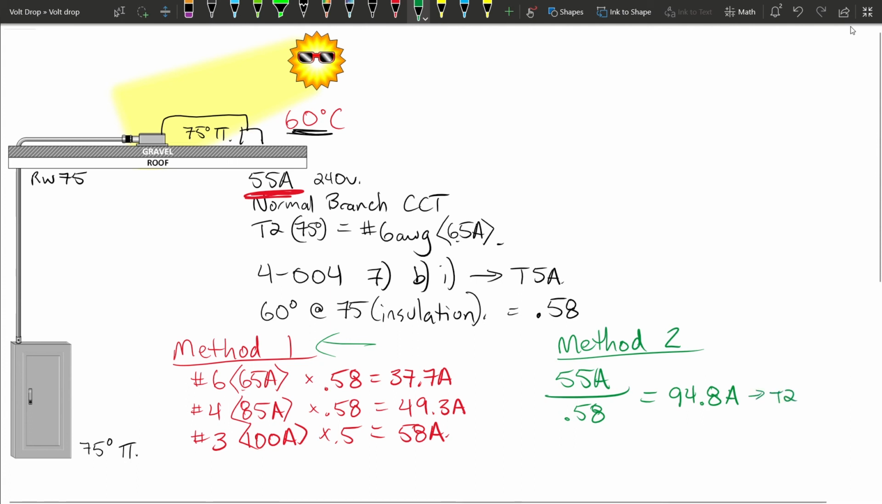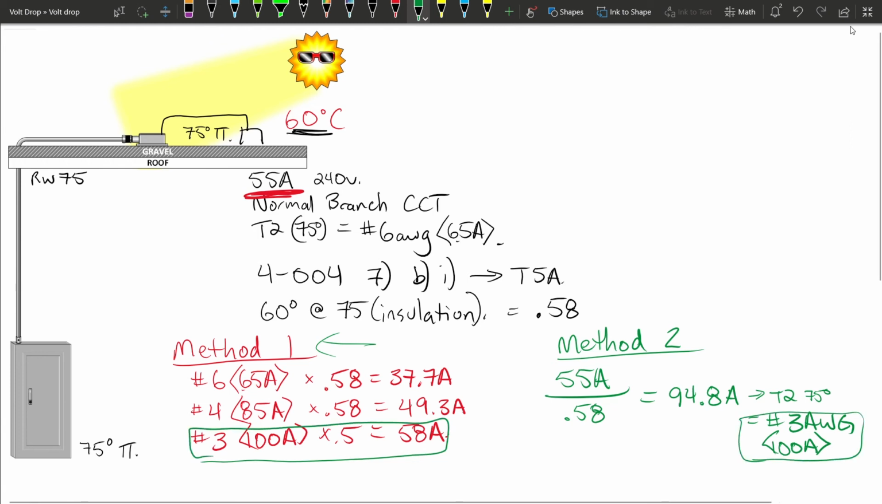So when we go to table 2 in our 75 degree column, we end up choosing a number 3 AWG, which we know has an ampacity of 100 amps under normal circumstances, right? Which works, because that's what we ended up with right here. We ended up with a number 3 in both situations. Method 2 just saved us a whole lot of time as far as determining what that conductor should be.